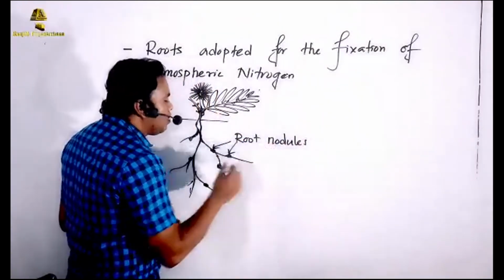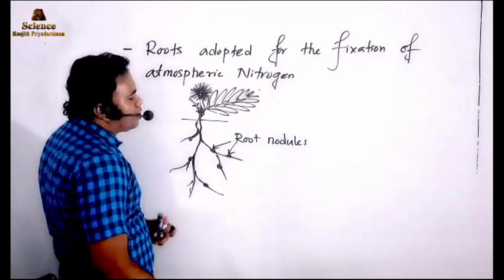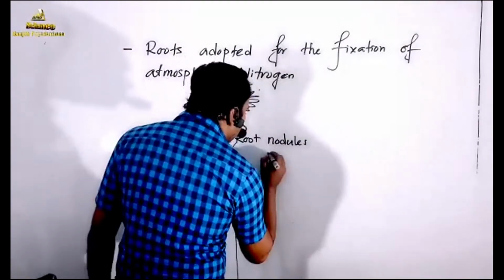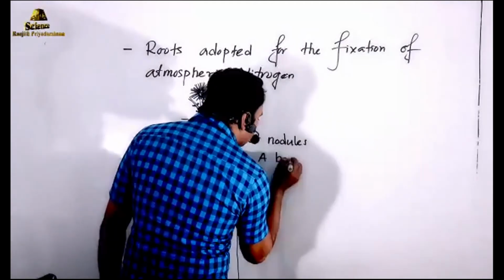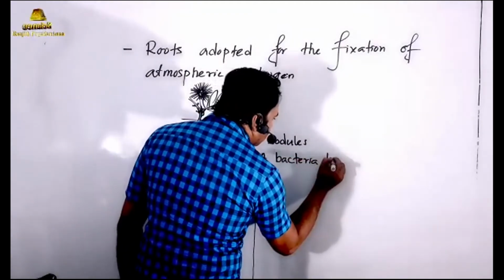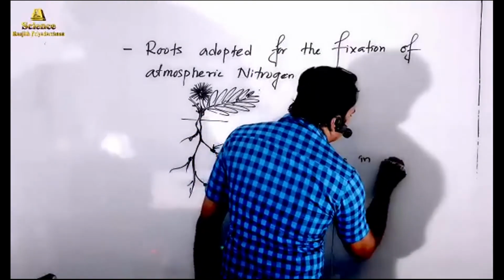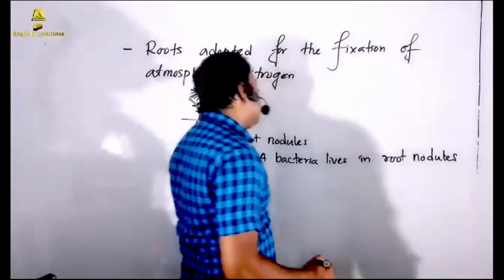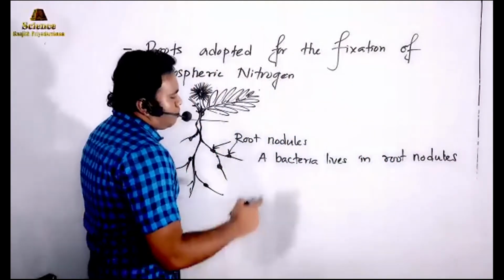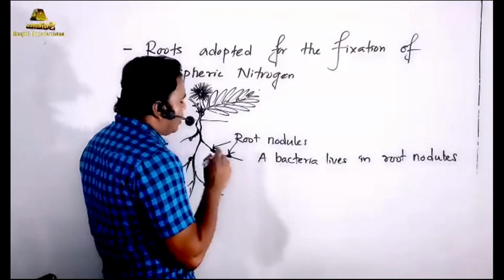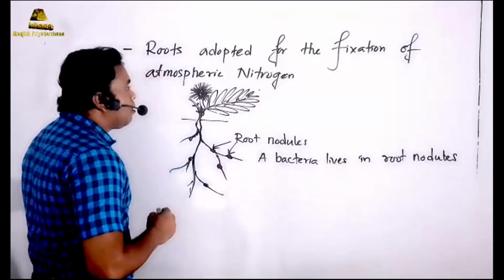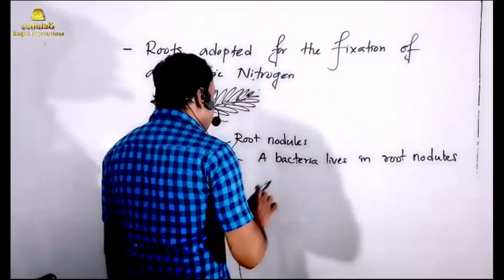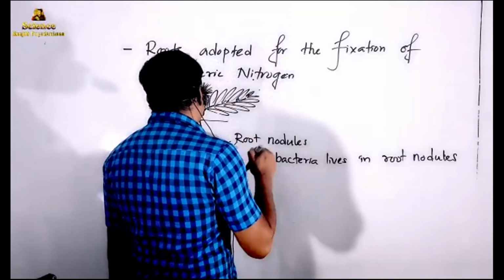Now, root nodules. What's the importance of this root nodule? Inside this root nodule there's a special bacterium. That special bacterium lives in the root nodules and has the special ability of converting atmospheric nitrogen into nitrates. So that's a form of absorption.